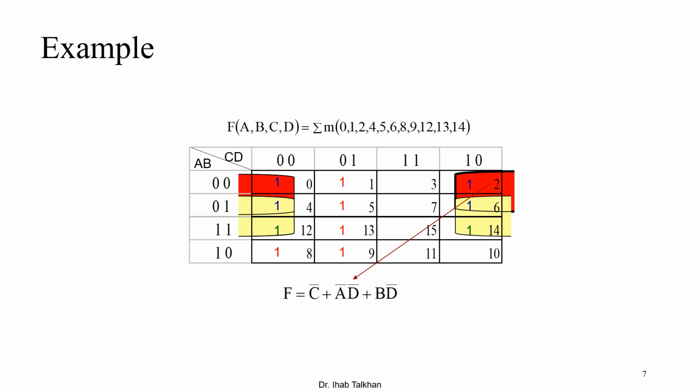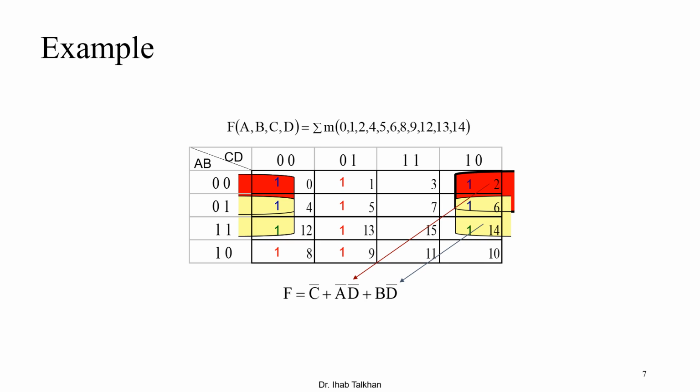So you have 4 and 12 and 6 and 14. This constructs a group of 4, which means here that A is changing value, B is the one which should stay as B. You also have C changing value, C is out, and D is 0, which means you have what? You have B D bar. So the yellow group will give you B D bar, as you can see from this slide.